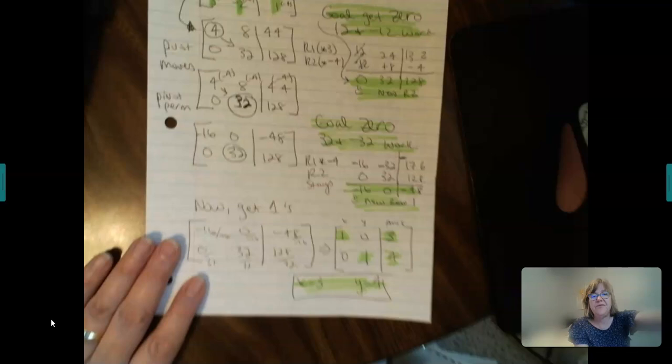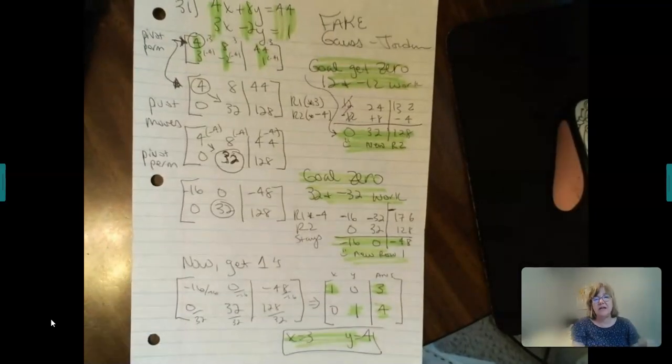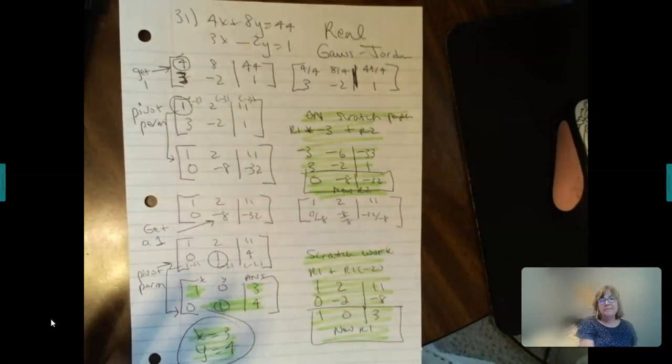Okay. That is fake Gauss-Jordan. I like it better because you don't get fractions that way. Okay. There's no way to get a fraction because you're dealing with integers. All right. This is the real Gauss-Jordan.